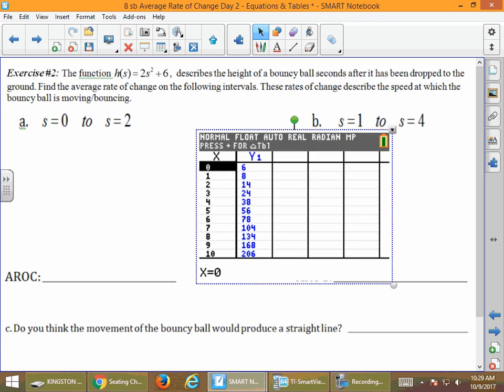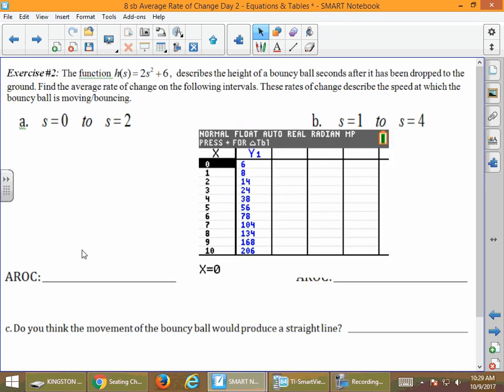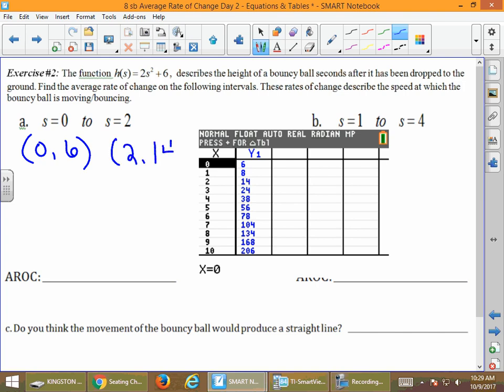So here's our table for this problem. What it says here is we want to look at the value when our input is 0. Well, when our input is 0, our output is 6. On my screen, it's the very first one. Some of you might have to scroll through your table on your screen. Then our other value here, it says when s is 0 to when s is 2, well, at 2, our value is 14.